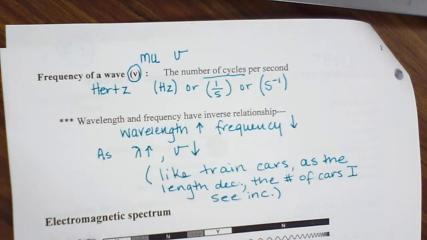Okay? So as the length of the wave increases, I see fewer waves. And actually, this is directly proportional. If I double the wavelength, I see half the frequency, half the waves. Okay?